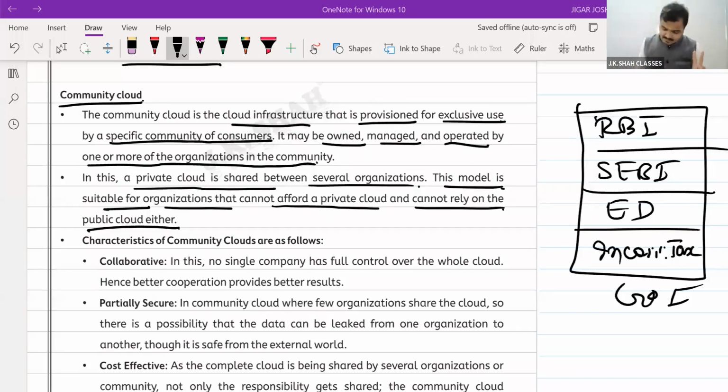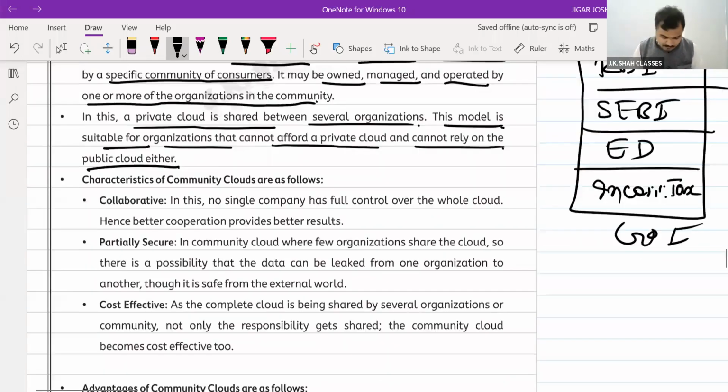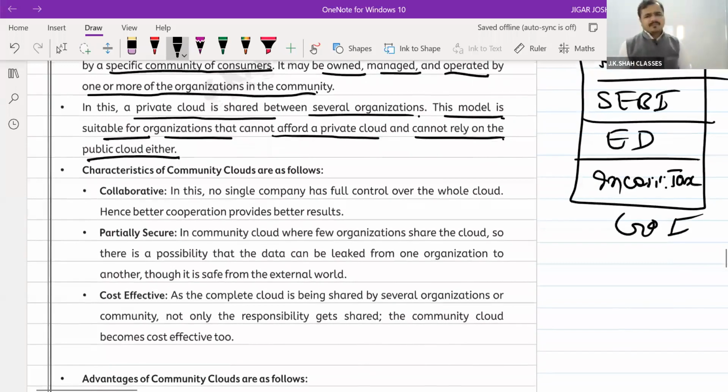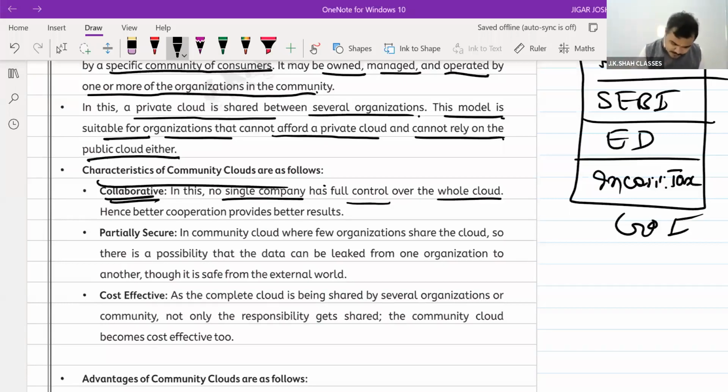Agree? Yes, sir. See this. What are the characteristics of community cloud? Sir, first one, collaborative. If there is only a single company, we cannot have a community cloud. But if there is more than one company, two or more companies can come together and form one cloud only for their use. Outsiders are not allowed. Then a community cloud can be formed. So it's purely collaborative in nature. See this. No single company has full control over the whole cloud, but better cooperation provides a better result.